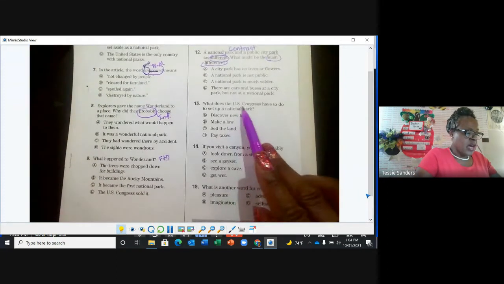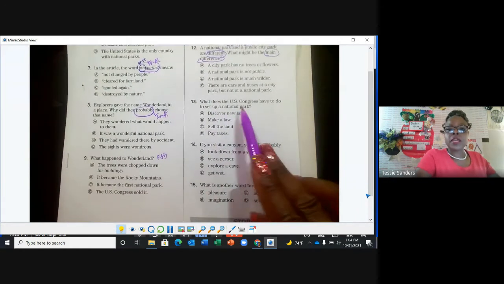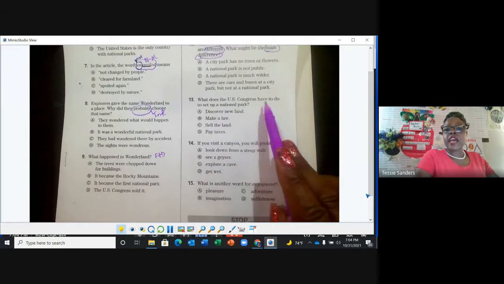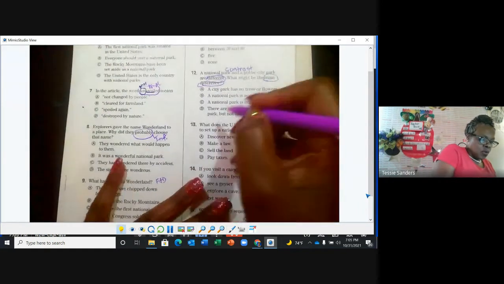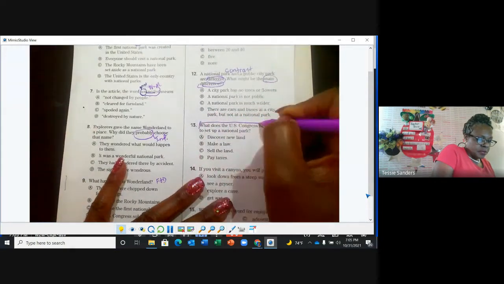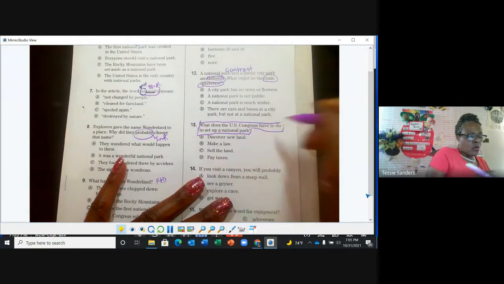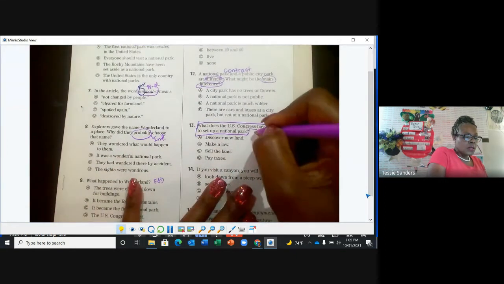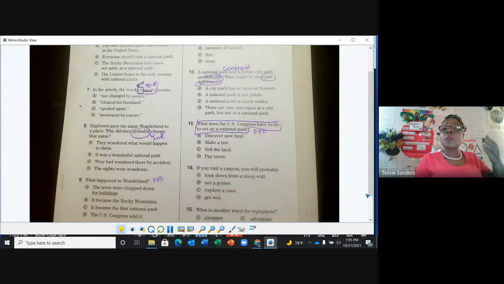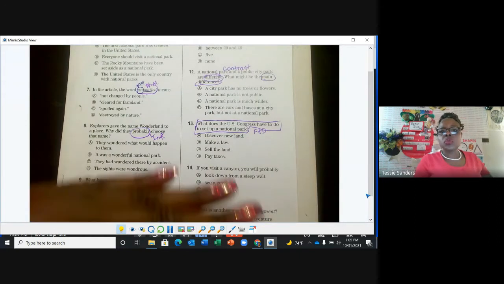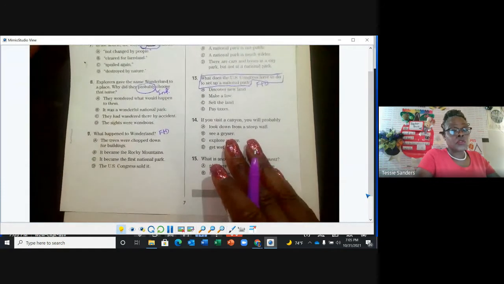What does the U.S. Congress have to do to set up a national park? I'll read it again. What does the U.S. Congress have to do to set up a national park? So you're looking for this important tidbit right here. This entire question is important. Fact and what? Detail. You must go back into the story to look for the right answer. Number 14, we're almost done. You're doing good.